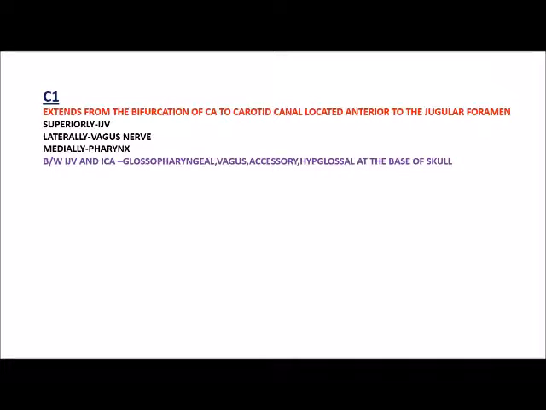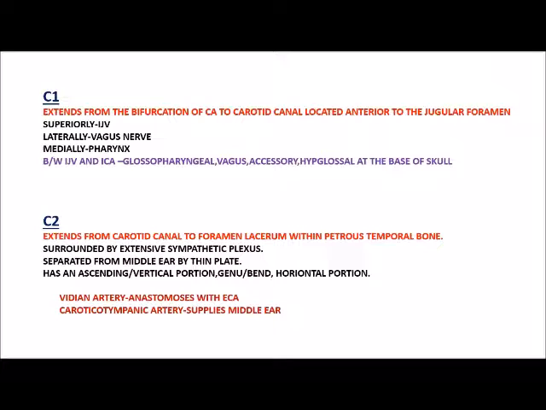internal carotid artery. Coming to C2 segment, that is the petrous segment, it extends from the carotid canal to the foramen lacerum within the petrous temporal bone. It is surrounded by an extensive sympathetic plexus and it is separated from the middle ear by a thin plate. It has an ascending or vertical portion, genu or bend, and horizontal portion. C2 segment has two branches, that is the median artery and caroticotympanic artery. Median artery anastomoses with external carotid artery. Caroticotympanic artery supplies the middle ear.